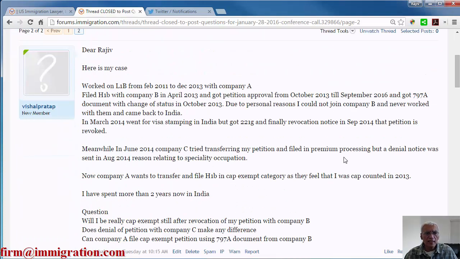So this one is a little lengthy. Vishal Pratap says, I worked on L1B from 2011 to 2013 with company A. H1B was filed with B in 2013 April. Got approval from October till September 2016, but got change of status also. Could not join company B, never worked, came back to India. In March 2014, went for visa stamping, but got 221G and finally revocation.